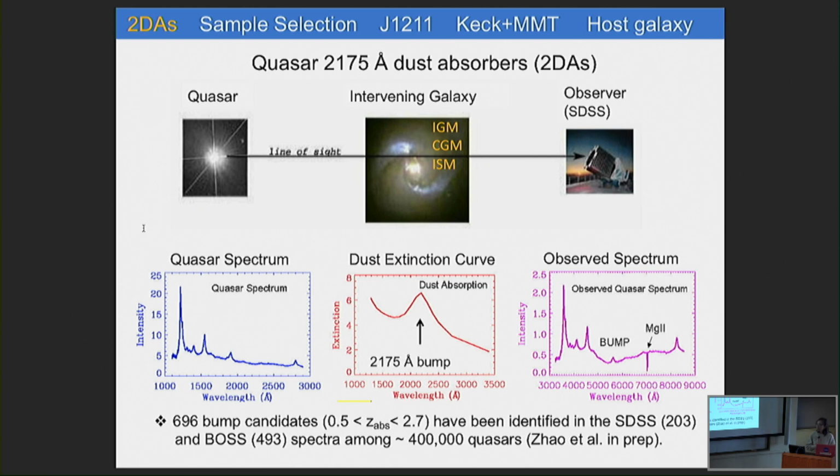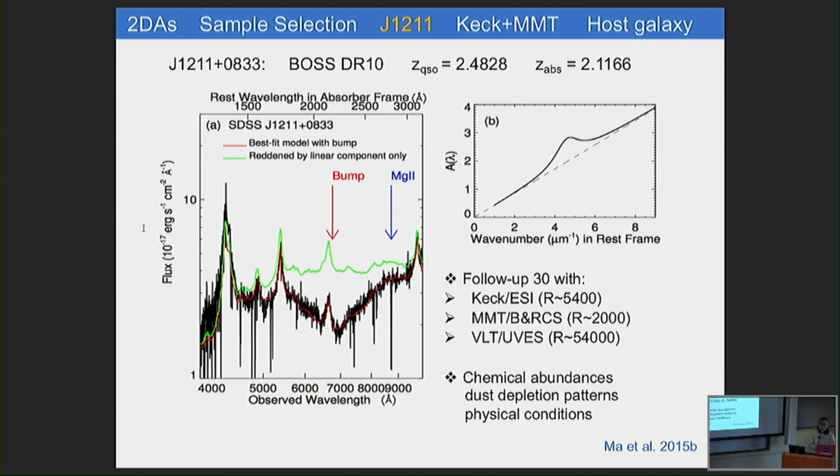So we initiated a project to search for the bump in the SDSS surveys. So far, we found about 700 bump candidates up to data release 12. And we conducted follow-up observations on 30 of them with Keck, MMT, and VLT spectrographs to further look at their chemical abundances, dust depletion patterns, as well as physical conditions.